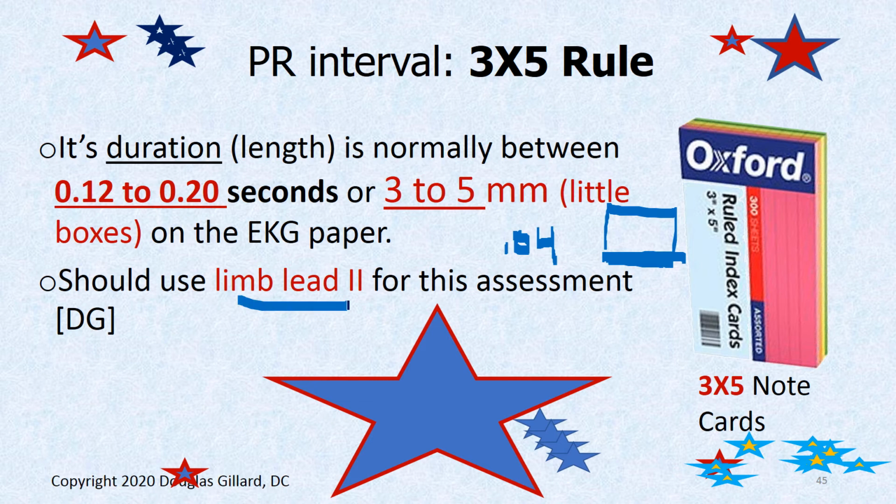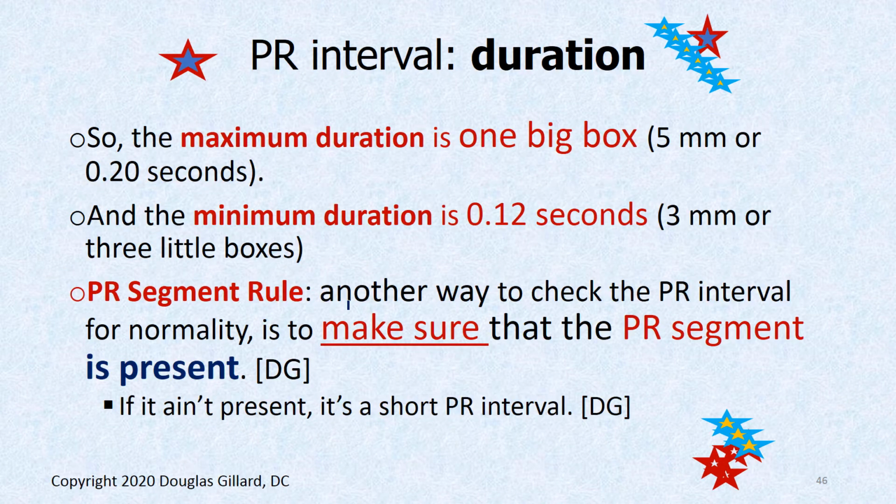You should always use limb lead number 2 to look at it. The duration is, yeah, everything I said. One big box, so 5 millimeters or 3 millimeters.